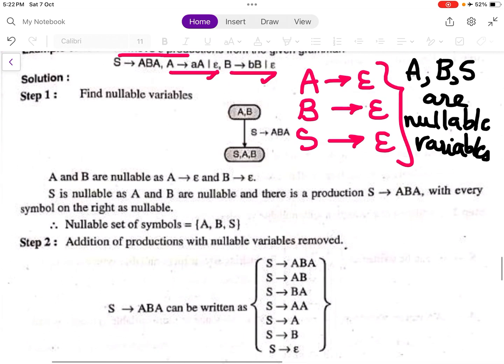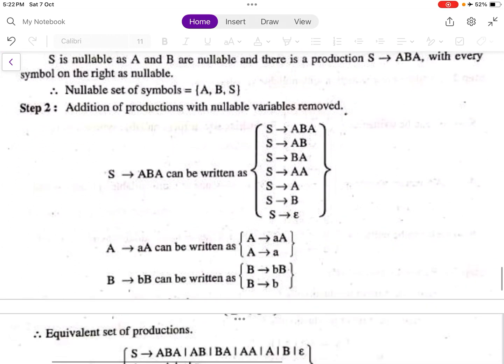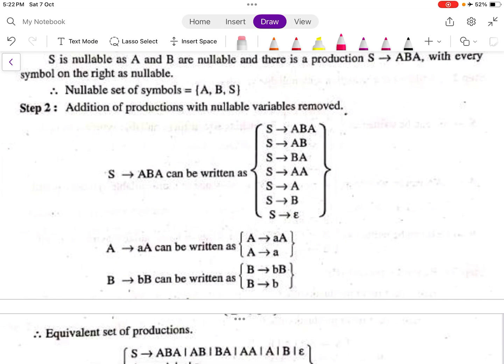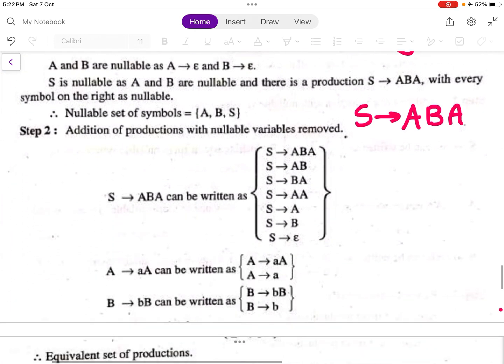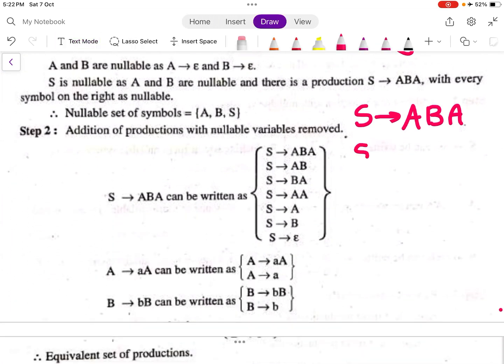Now, addition of productions with nullable variables removed. So this is your step number 2. When you find that A, B, S are nullable, what will you do? For S you have ABA, as given in the question. So we will now split this part. How will you split? S will be AB, S will be BA.